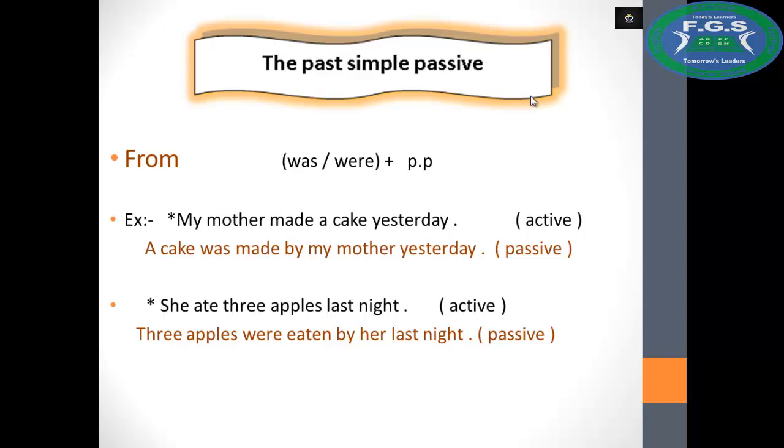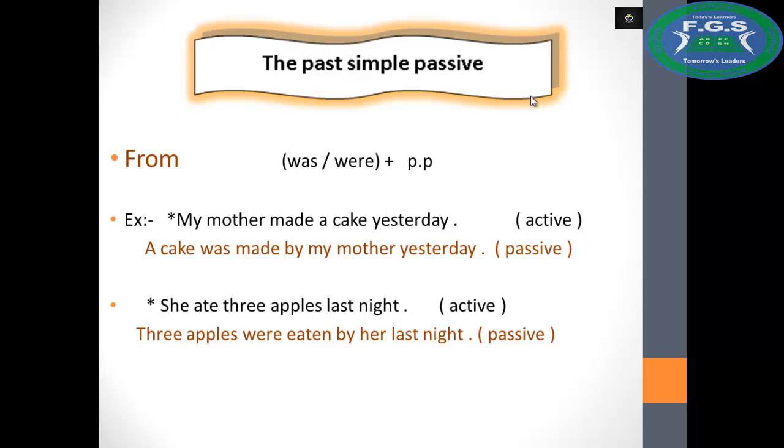She ate 3 apples last night. She is the subject. Ate is the verb, and 3 apples are the object. So, in the passive way, I will start with the object, which is 3 apples. So, I will say 3 apples were eaten by her last night.